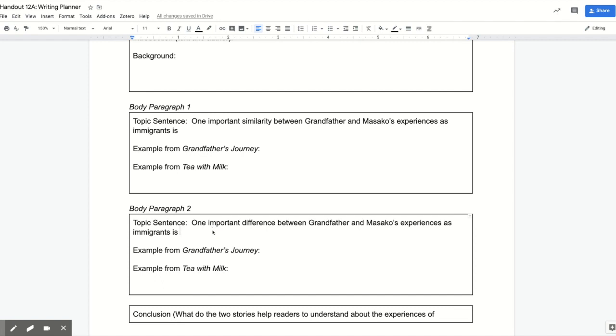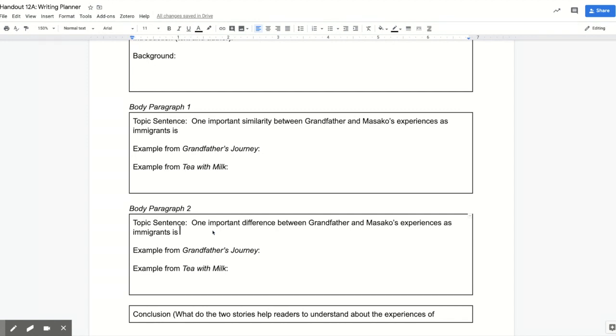Then body paragraph 2. One important difference between Grandfather and Masako's experiences as immigrants is blank. So now you need to name what's the difference between their experiences as immigrants. Don't just tell me Grandfather is a man and Masako is a woman. It's their experience as immigrants, right? Immigrants, again, being people who move to a different country, right? Permanently, right?